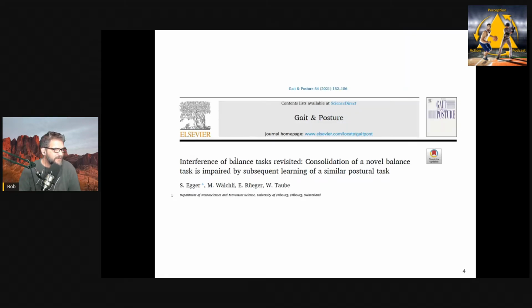So the study I want to talk about today was recently published in the journal Gait and Posture by Egger and colleagues. And they're looking, as I said, at balance, and they're trying to address why in previous studies like the one I mentioned with the slackline, this interference effect is not found. So that's their main goal.